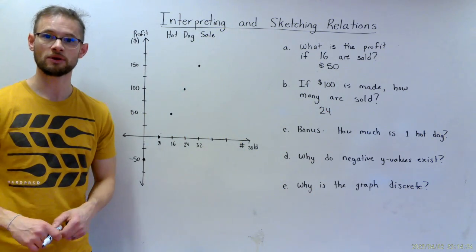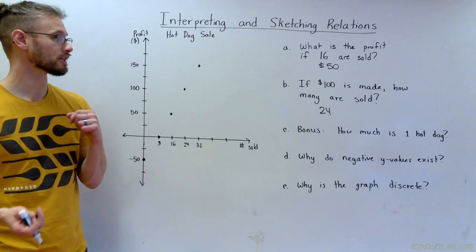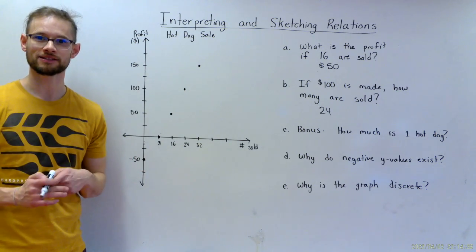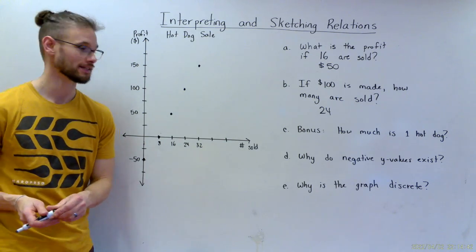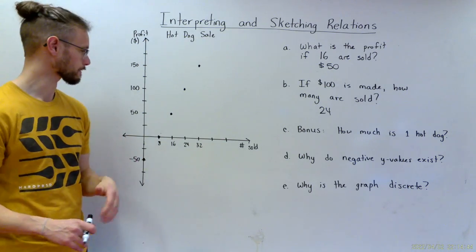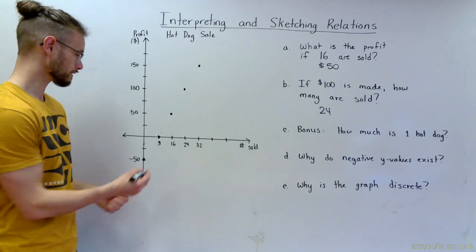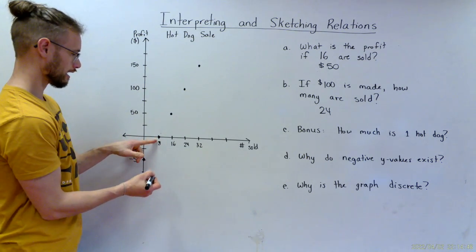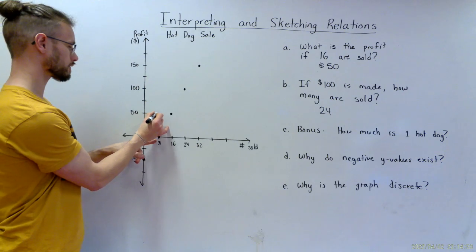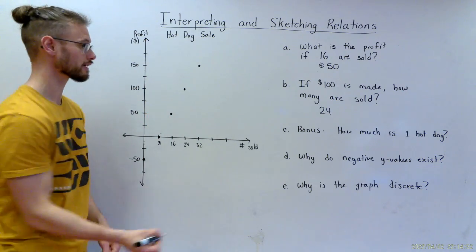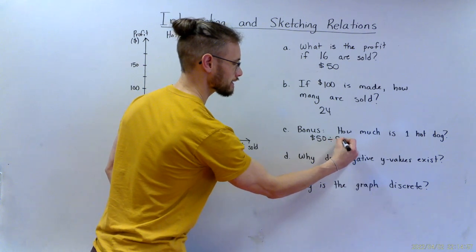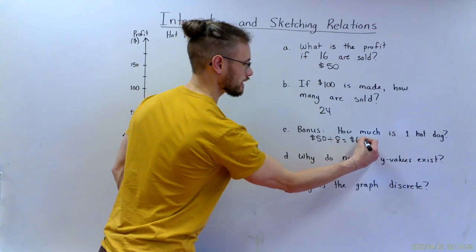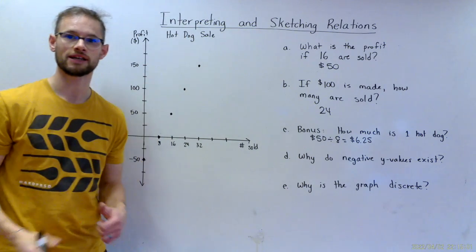Now, next question, how much is one hot dog? This is tapping into a concept called slope, which we will look at a lot more later on in this unit or in this course. But if you want, well, I know that I get $50 for every 8 hot dogs that I sell. So if I go $50 divided by 8, that means that I am selling each hot dog for $6.25.